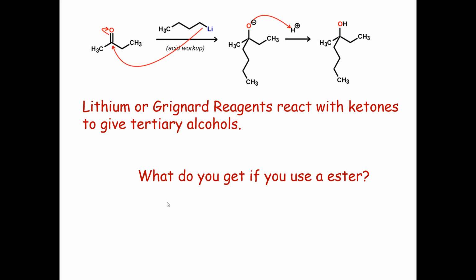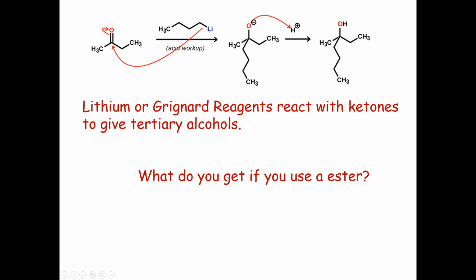Lithium or Grignard reagents. Now, what does this have to do with our carboxylic acid derivatives? Well, nothing yet, but we'll get there. This is a 321 reaction. You did this very early in 321. You add a lithium reagent to a ketone, and you protonate. You get yourself a nice alcohol. So a ketone will give you a tertiary alcohol.